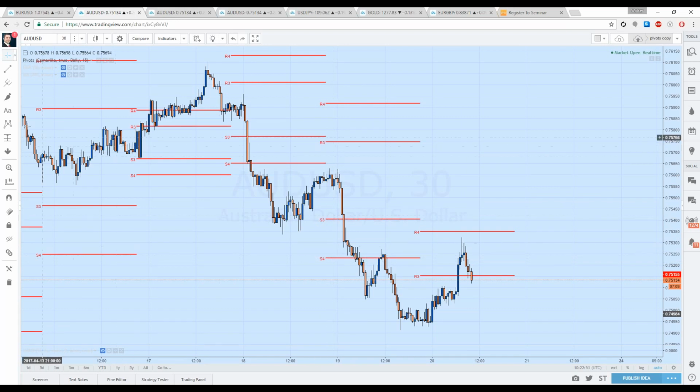In this scenario yesterday, traders were looking to sell underneath 75.23.